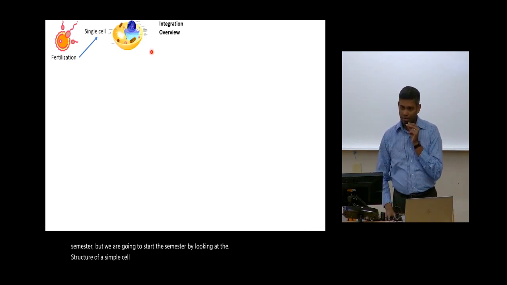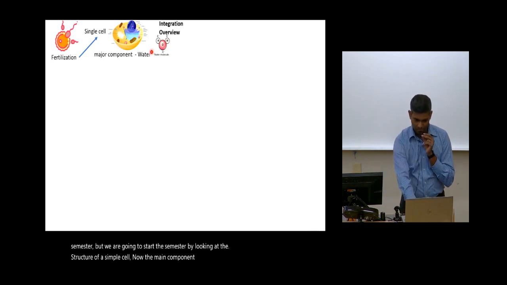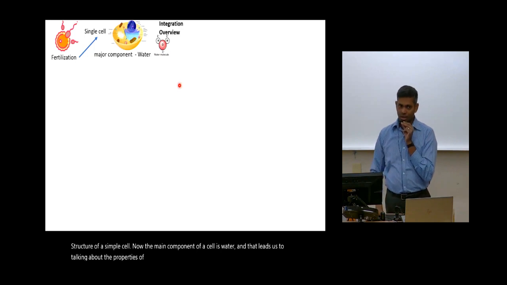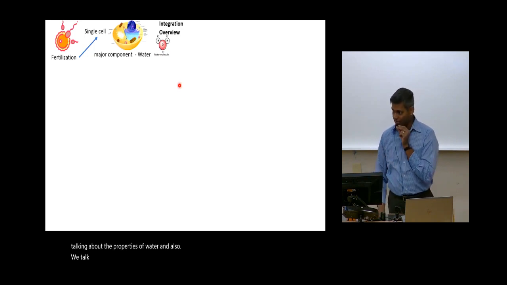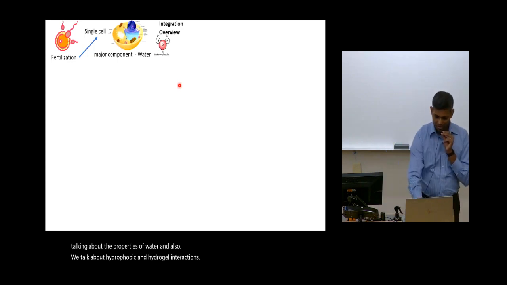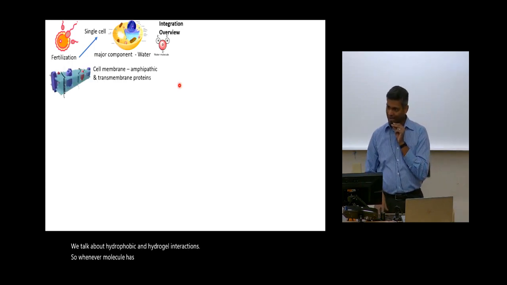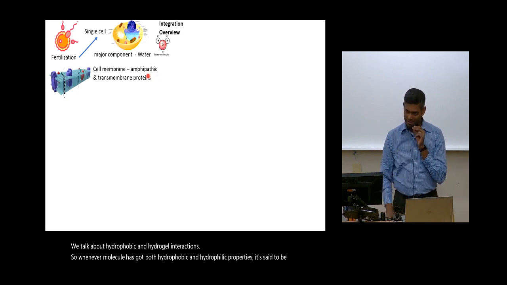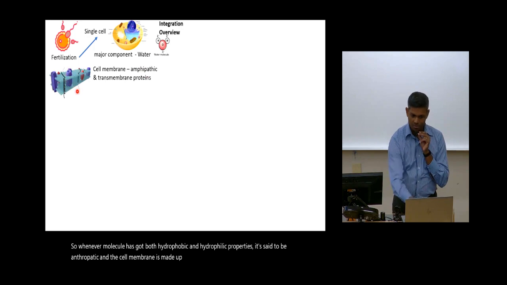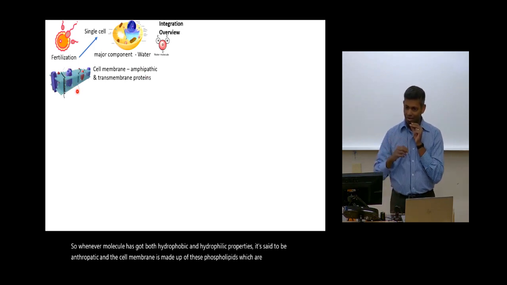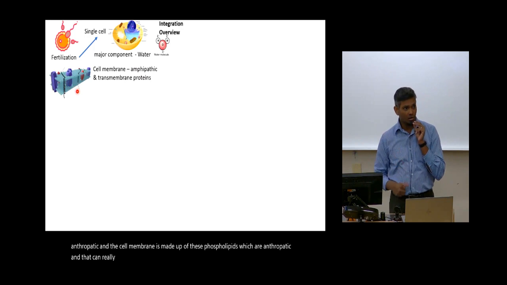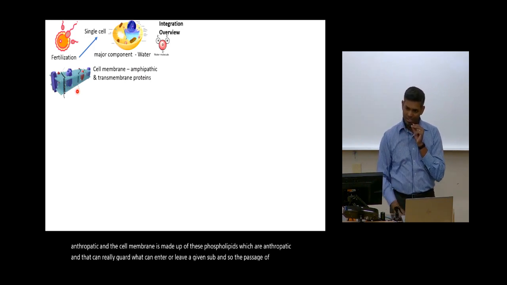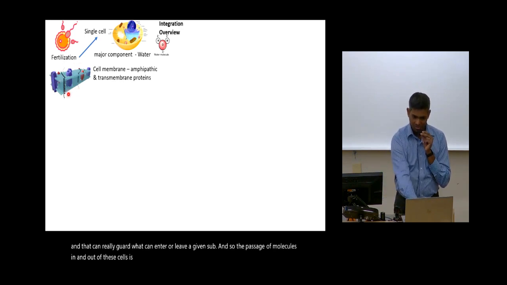Now the main component of a cell is water, and that leads us to talking about the properties of water, and also we'll talk about hydrophobic and hydrophilic interactions. So whenever a molecule has got both hydrophobic and hydrophilic properties, it's said to be amphipathic, and the cell membrane is made up of these phospholipids which are amphipathic, and that can really guard what can enter or leave a given cell. And so the passage of molecules in and out of these cells is through transmembrane proteins.